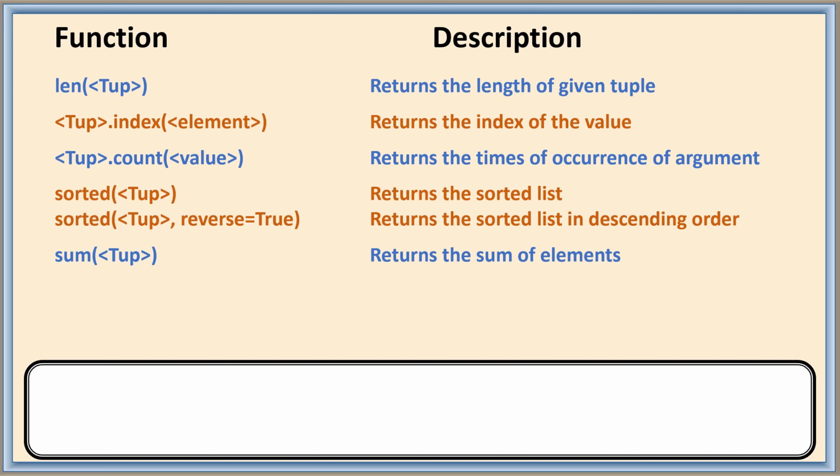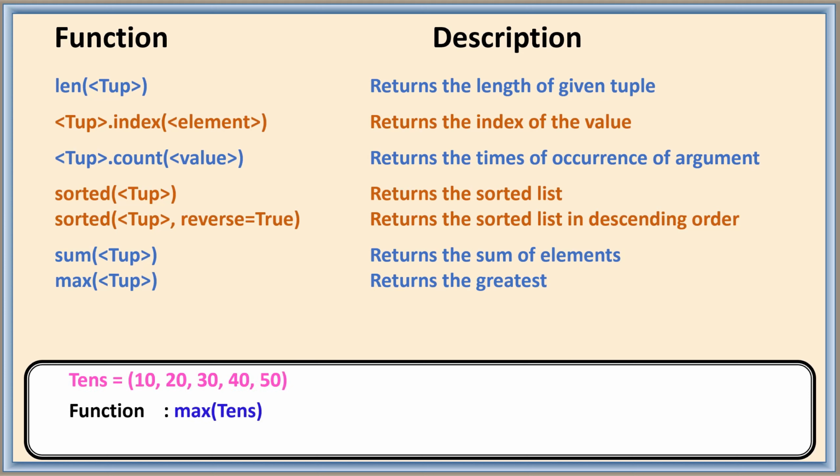We can also use the aggregate functions, that is sum, minimum and maximum. Only if integers or other number types are there will it give the sum. Otherwise, if it is mixed or only strings, it is going to return an error. I have given tens is equal to 10, 20, 30, 40, 50. Sum of tens is 150, it returns that. Max will return the maximum value, that is 50 here. Similarly, min will return the minimum value, which is 10.